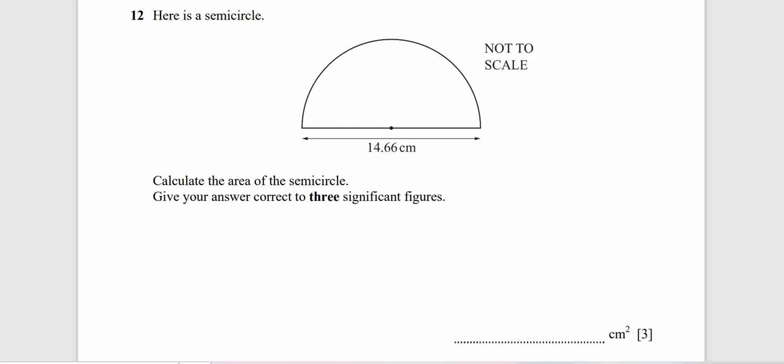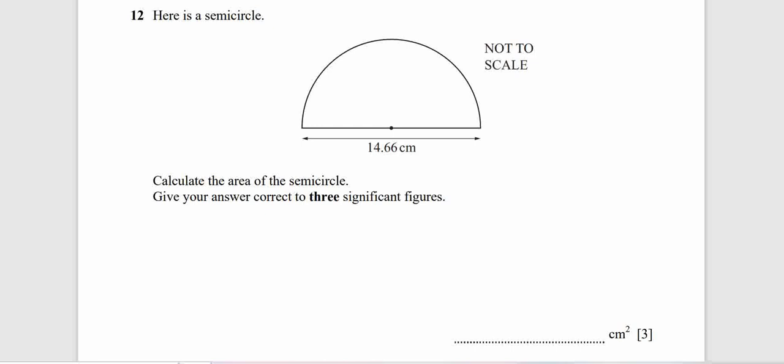Question 12. Here is a semicircle. Calculate the area of the semicircle. Give your answer correct to 3 significant figures. 10 seconds from now. So 0.